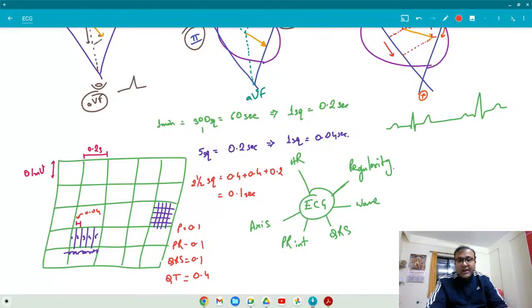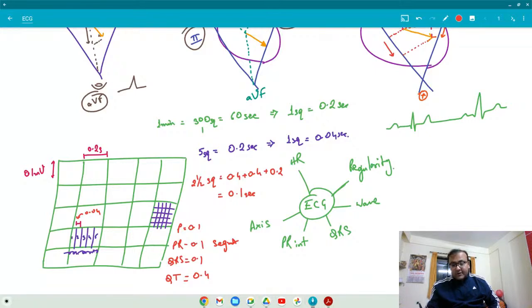So understood this? Why I'm talking about two and a half small squares? Because when you check, if you follow the two and a half, two and a half, two and a half rhythm, your job becomes very easy. But remember, some students do get confused. I said PR segment.